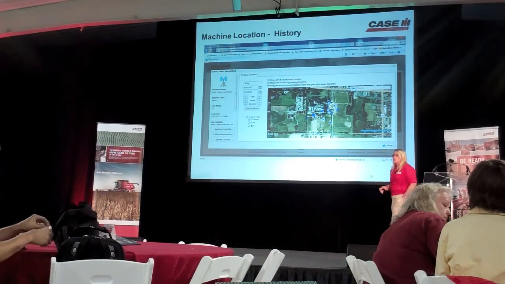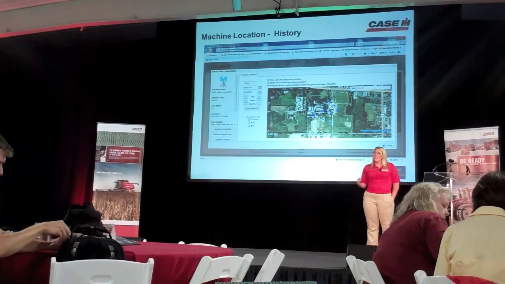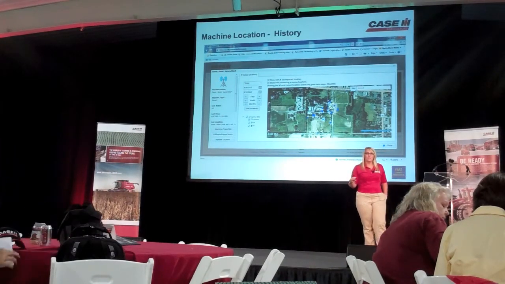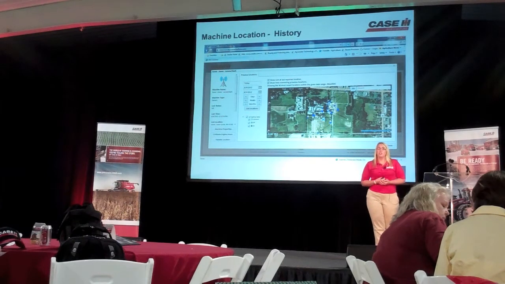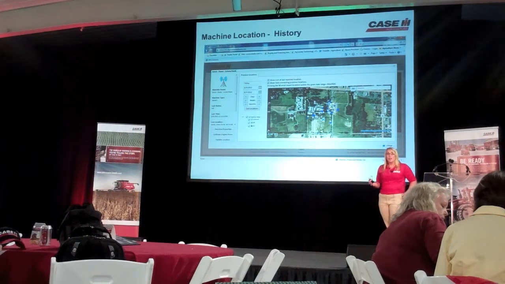So our customers are able to track the location and the history of where that vehicle has been to make sure that they are maximizing the use of that vehicle. They can also monitor engine hours through AFS Connect.